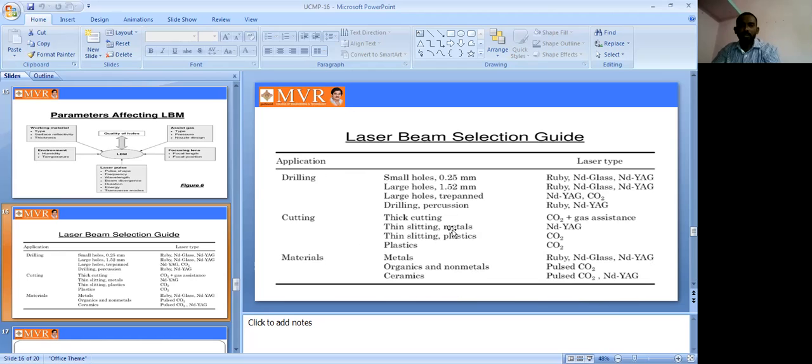Based on the drilling operation and the different diameters, we can use different types of laser. In cutting also, based on thin cutting and plastic cutting, we can use these kinds of laser types.